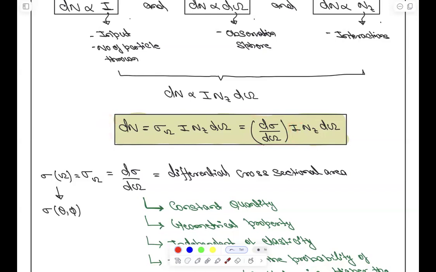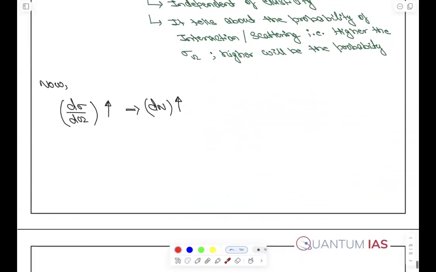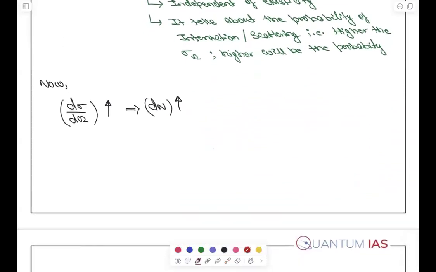If I is constant, nt is constant, and I have placed the detector there, same for everything, and dn is increasing. If dn is increasing, can I say that this is also increasing? Yes sir. And this parameter we are associating with possibility of interaction. Why? Because dn depends upon interaction. Higher the number of interactions, higher will be the dn that we will get. Okay. So it means simply that probability of interaction increases.